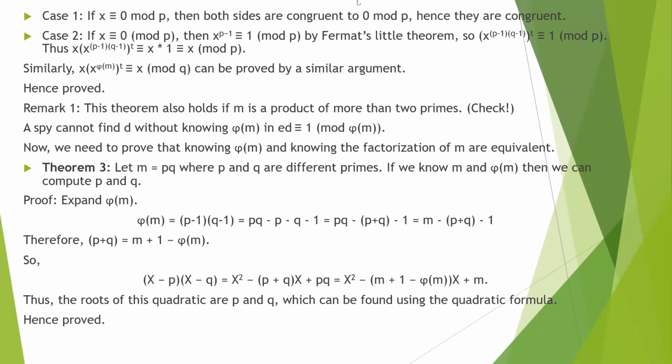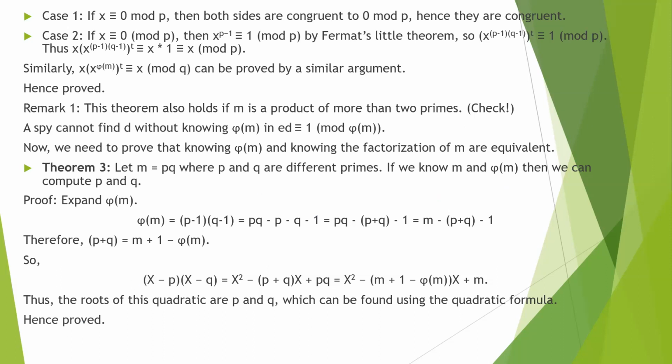And if x is not congruent to 0 mod p, then x to the power of p minus 1 should be congruent to 1 mod p by Fermat's little theorem. So x to the power of p minus 1 times q minus 1, to the power of t, is congruent to 1 mod p. So we can see that x times that is congruent to x mod p. Similarly, you can prove it's congruent to x mod q.